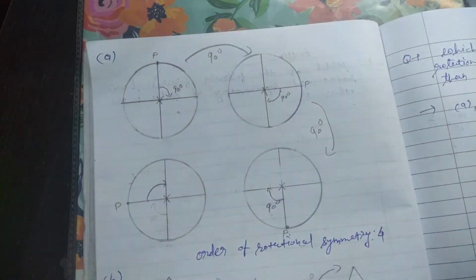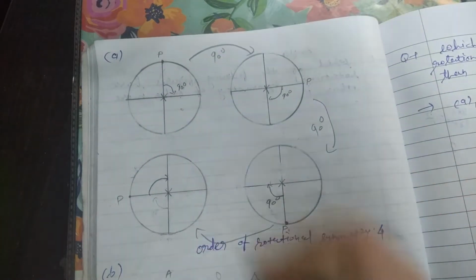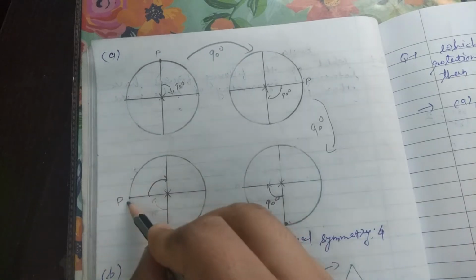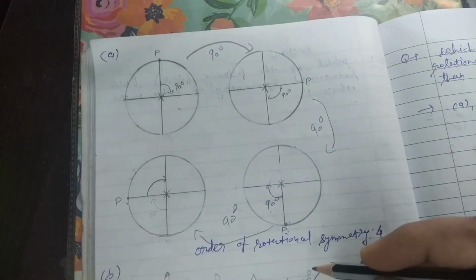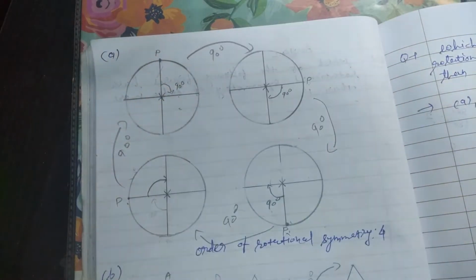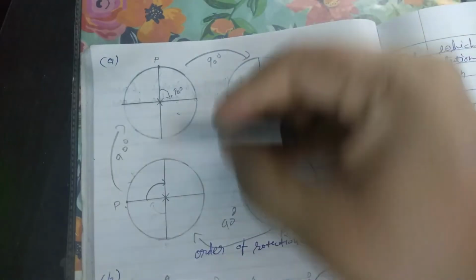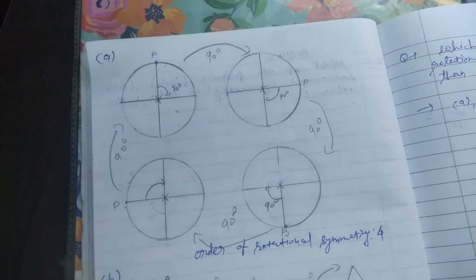So this is our second rotational symmetry. Then again we will rotate by 90 degrees. The point P will come here, same clockwise direction, and again rotating 90 degrees in the same clockwise direction, our full rotation will be complete, that is 360 degrees. We get the original figure.